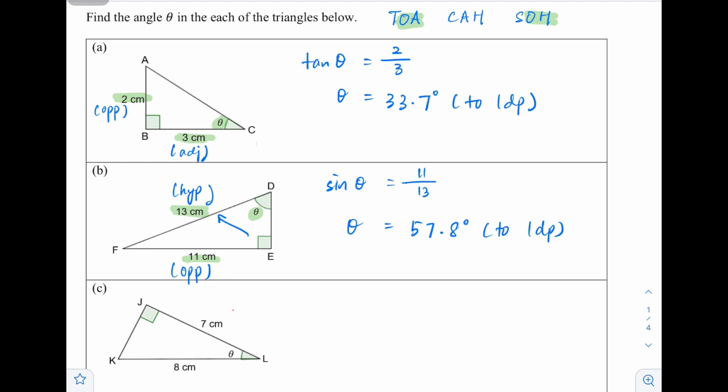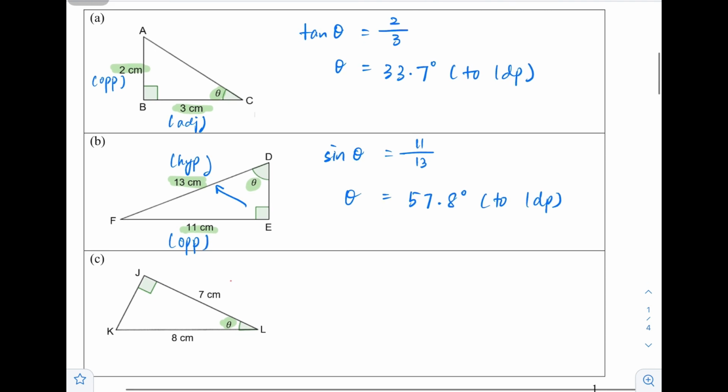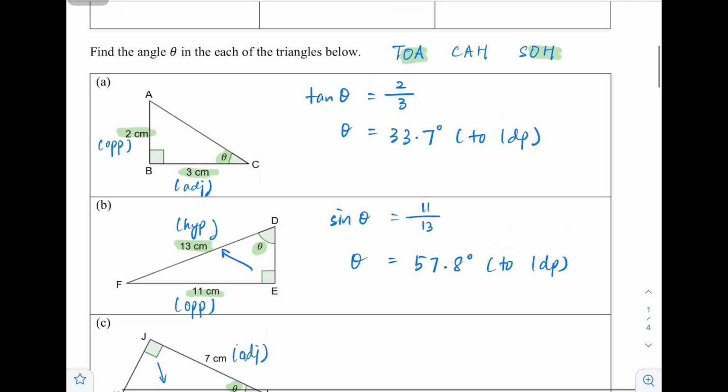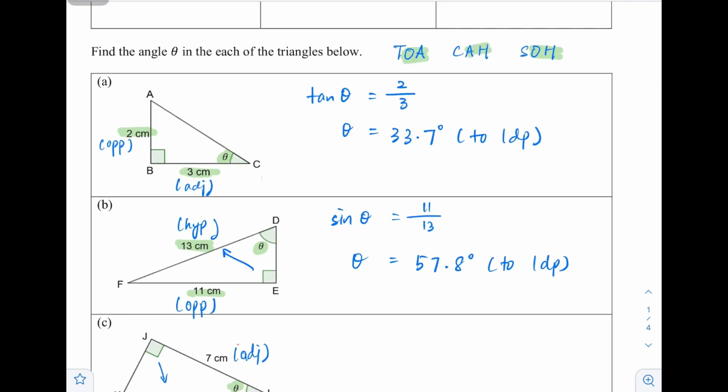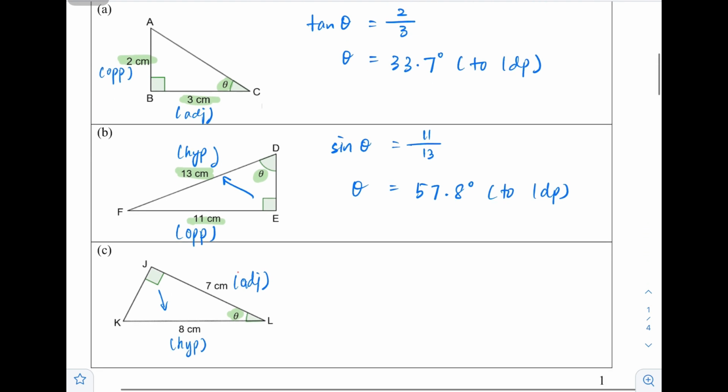Alright, for the last question, again, the reference angle theta, you can see that your 8 cm is directly opposite to the right angle, so that's your hypotenuse, and the 7 cm is next to the reference angle, so it is the adjacent side. Since you have A and you have H, what we need to do is to use our cosine trigo ratio. So cosine of the reference angle equals 7 over 8.